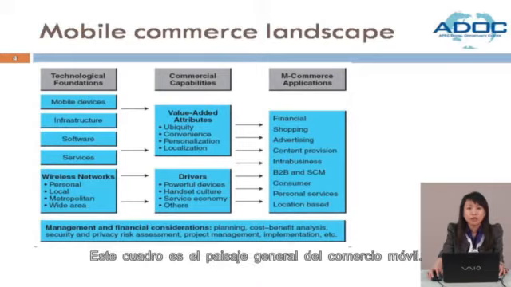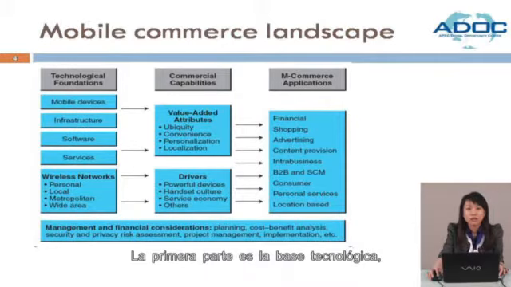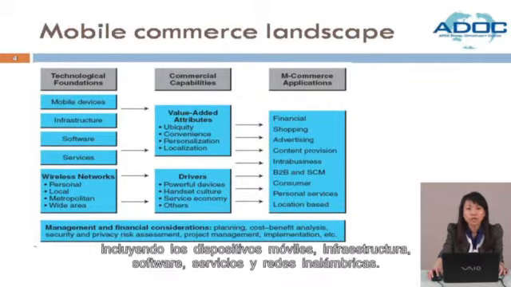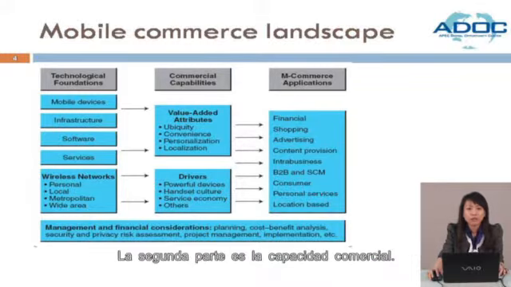This picture is the overall landscape for M-commerce. To support the mobile computing environments, there are three parts: technological foundations, commercial capabilities, and M-commerce applications. The first part is technological foundations, including mobile devices, infrastructure, software, services, and wireless networks. Those mobile and wireless technologies are the basis of M-commerce. The second part is commercial capabilities.